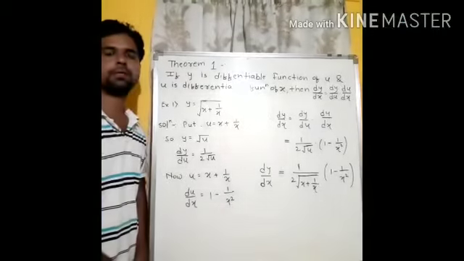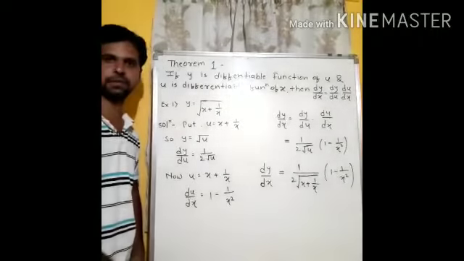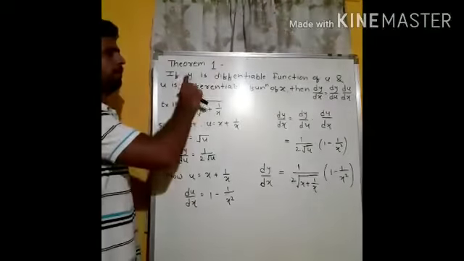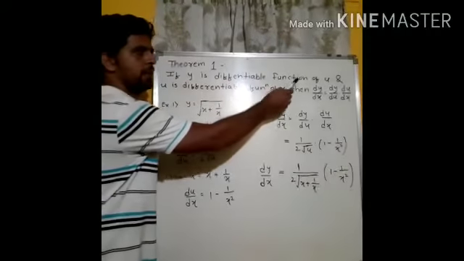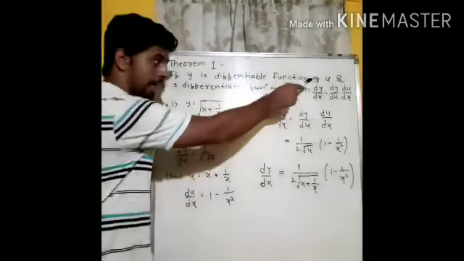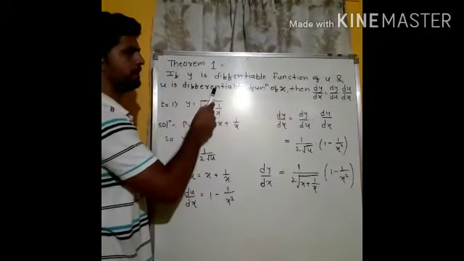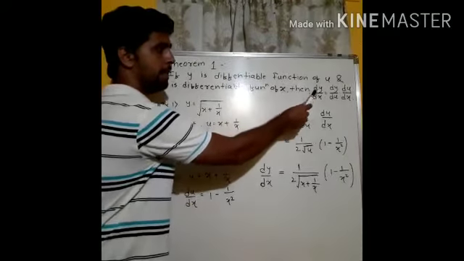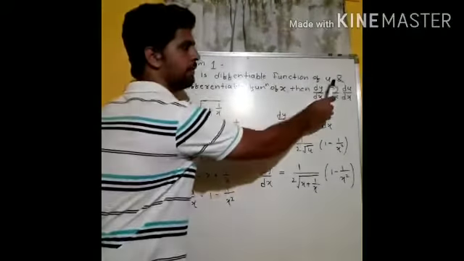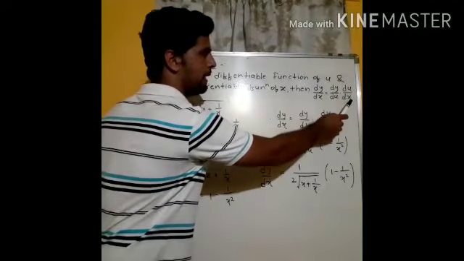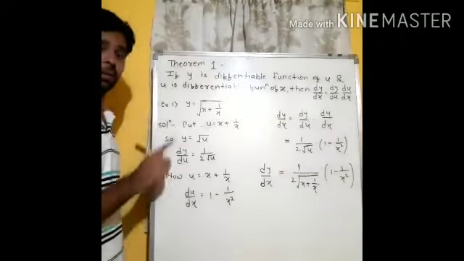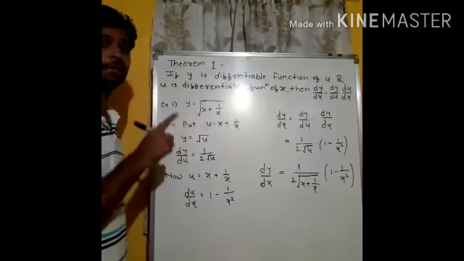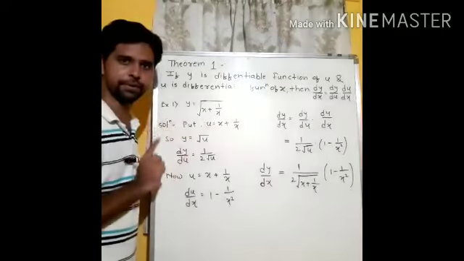Okay student, now we'll see the first theorem of this chapter. If y is a differentiable function of u and u is a differentiable function of x, then dy by dx is equal to dy by du into du by dx. This theorem is also known as chain rule of derivative.